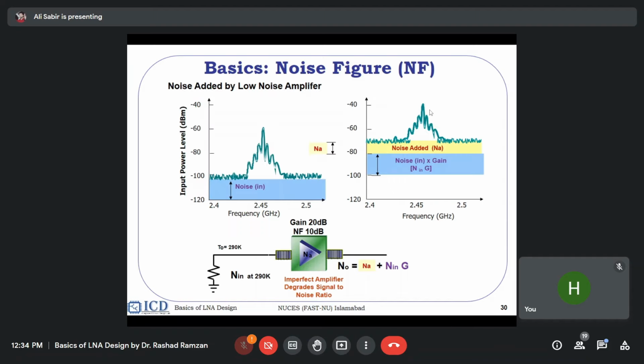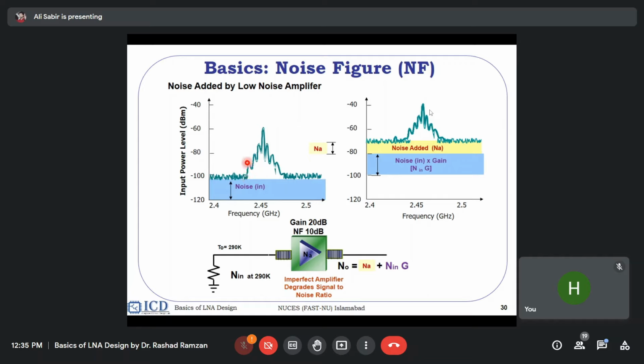So the first thing which we define about the LNAs, low noise amplifiers, is how they are different from the amplifiers. What is the basic difference? They are low noise. So the first thing we would like to measure is their noise figure. How do we define the noise figure? This is the input spectrum coming on the antenna, with a signal and a noise floor. You see there is a peak at -60 and the noise floor is at -100. So what's the signal to noise ratio here?